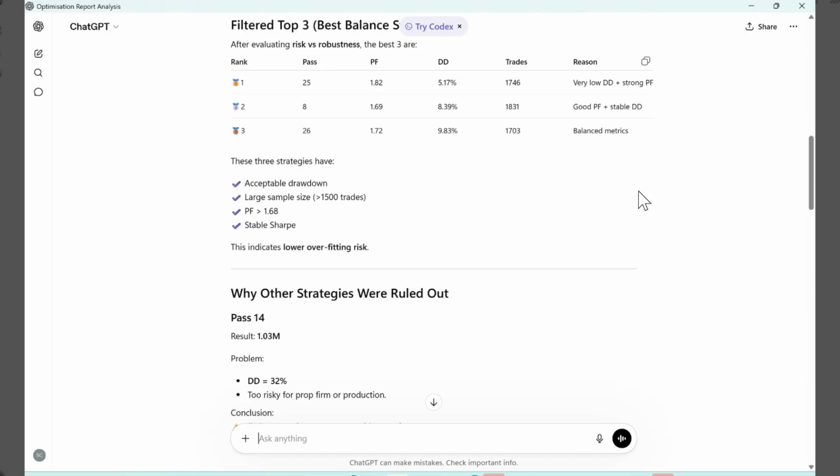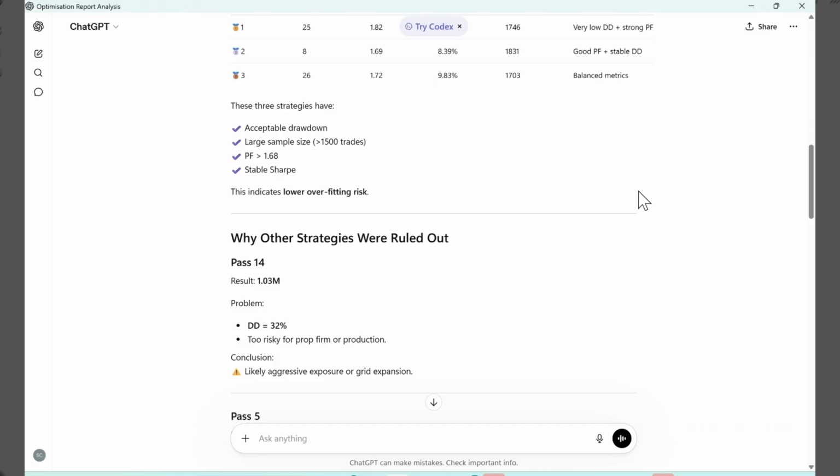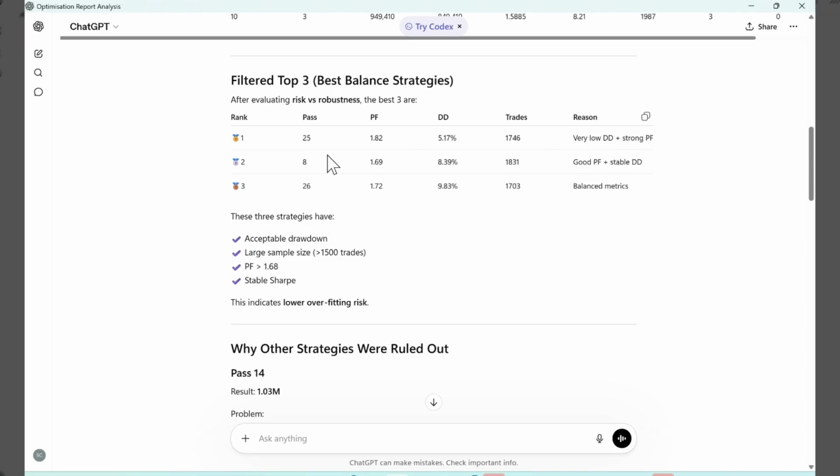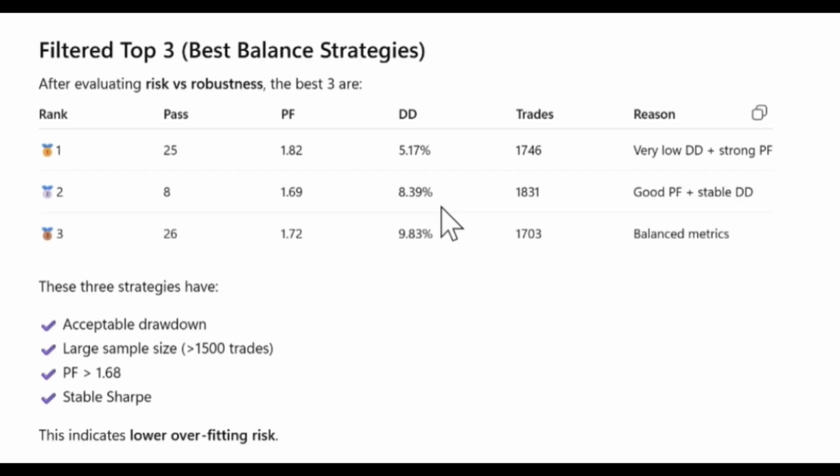According to this analysis, the top 3 strategies are Pass 25, Pass 8, and Pass 26. What they all have in common is relatively low drawdown, strong profit factor, and a large number of trades, all above 1,500. This is important because a larger sample size usually means the strategy is more statistically reliable. The profit factor of these strategies is also above 1.68, which indicates a strong trading edge. Overall, this combination suggests lower overfitting risk and better stability for long-term trading. So from a quantitative perspective, these 3 strategies appear to be the most robust candidates.